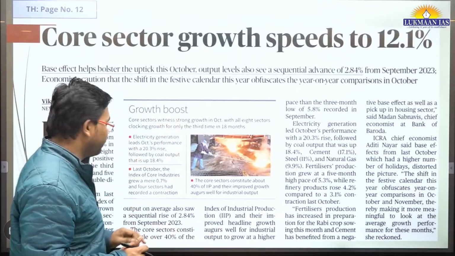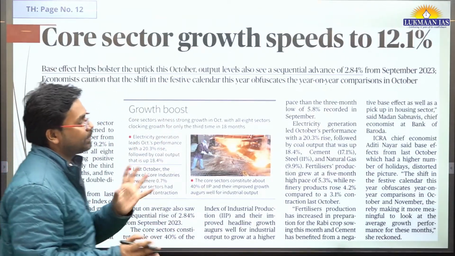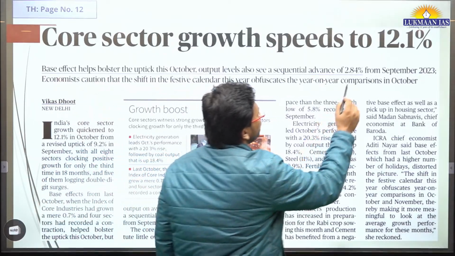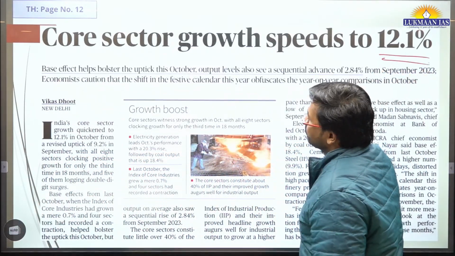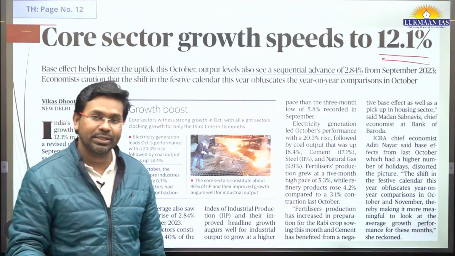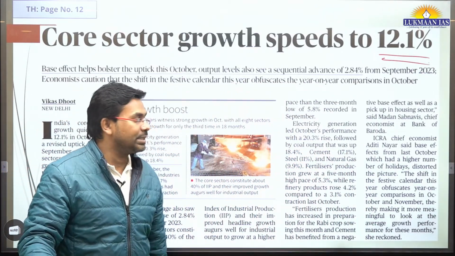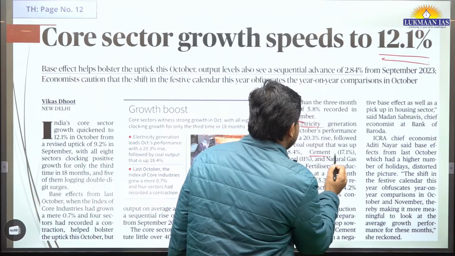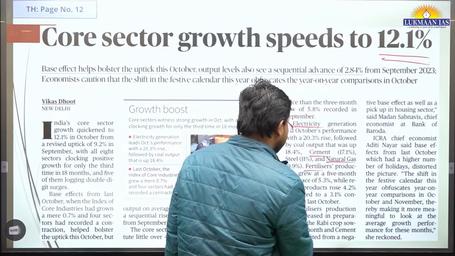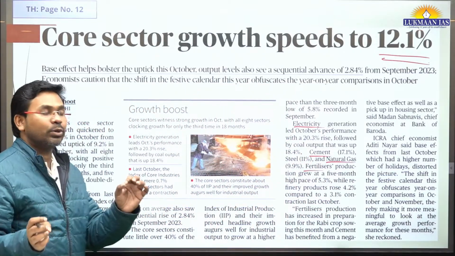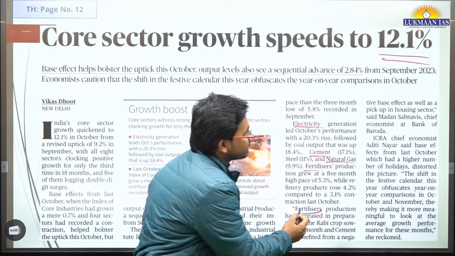So lastly we have this article. This is a prelims pointer. It says core sector growth speeds up to 12.1%. When we talk about the index of industrial production, there are 8 core industries in India, and these include, for example, electricity, cement, natural gas, fertilizers, and other industries. So they are considered to be the 8 core industries. One of them is fertilizers also.